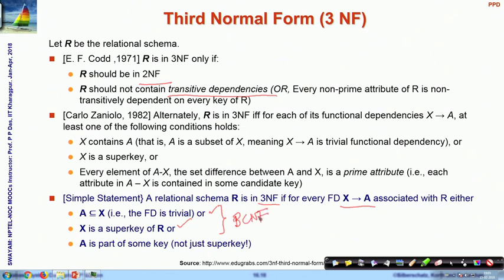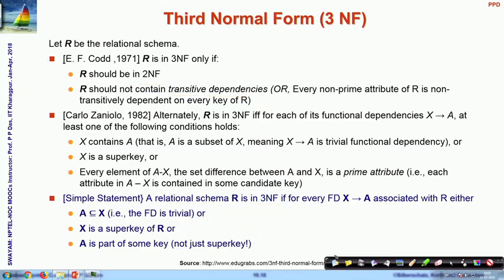So, you can easily understand that any relation which is in BCNF is also in 3NF, but we add a third condition, where we say this is in 3NF even if the first two conditions are not satisfied, but A is a part of some key. Just note the wording, A is a part of some key, not just the super key. So, if A is a part of some key, even when the first two conditions are not satisfied, then we will say that the relation is in third normal form.